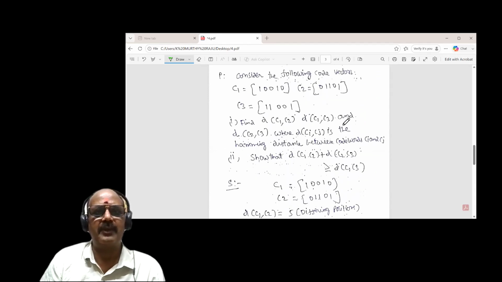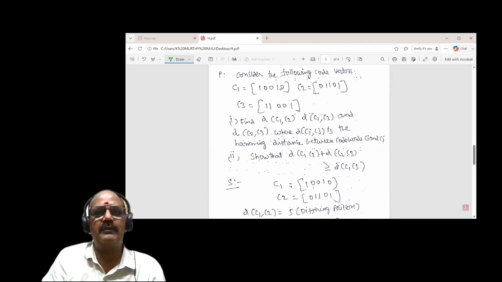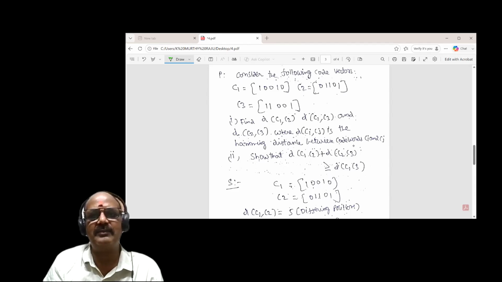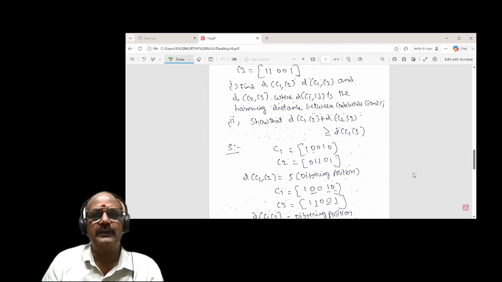Next one, second problem. Consider the following code vectors: C1 = 10010, C2 = 01101, C3 = 11001. Find the Hamming distance between C1 and C2, between C1 and C3, and between C2 and C3. Here D(Ci, Cj) is the Hamming distance between code words Ci and Cj, that is C1, C2; C1, C3; C2, C3. So that D(C1, C2) + D(C2, C3) is greater than D(C1, C3).